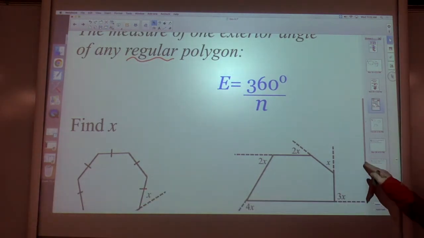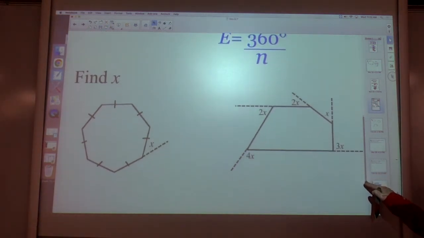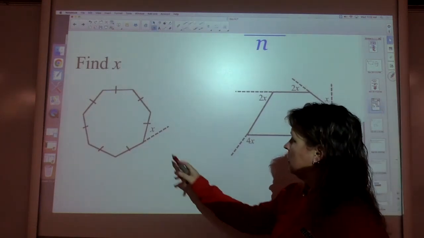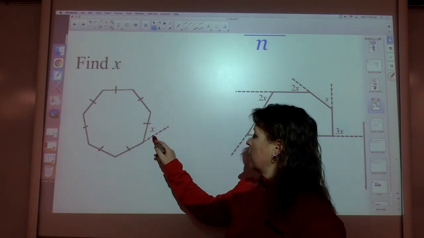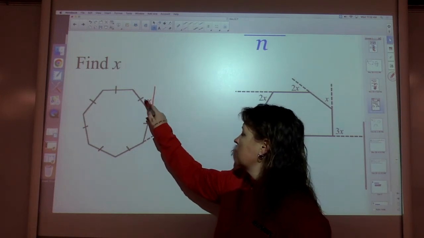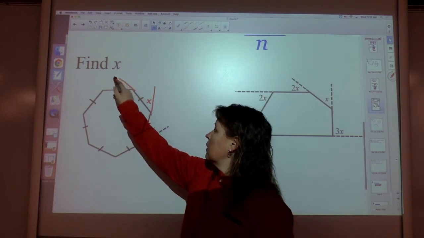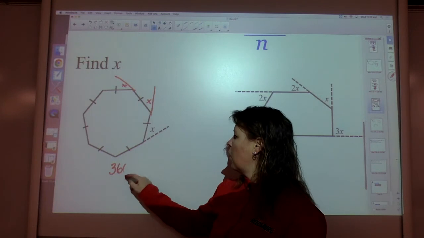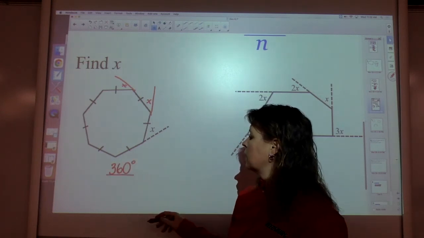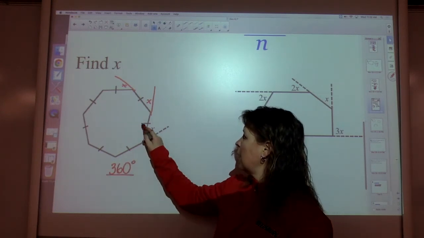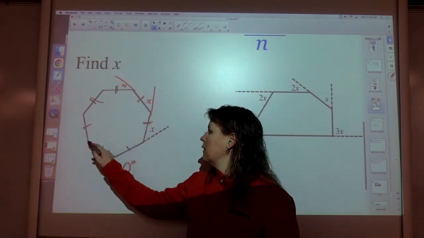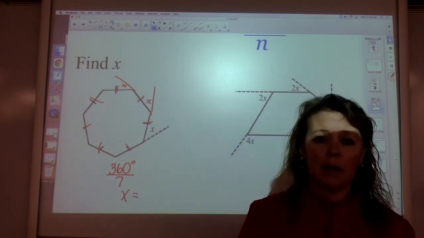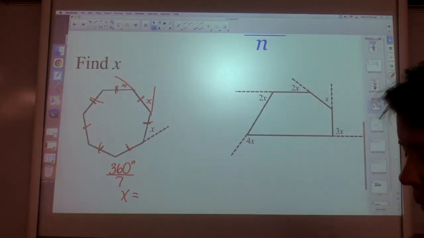So we'll do a couple of examples. It tells you to find x. It shows you that all sides are congruent. Exterior angle x, they're all going to be the same size, x, all the way around. 360 degrees in all exterior angles, divided by number of sides. 1, 2, 3, 4, 5, 6, 7. Divided by 7. x equals, it'd be nice if that was a whole number. I bet you it's not.